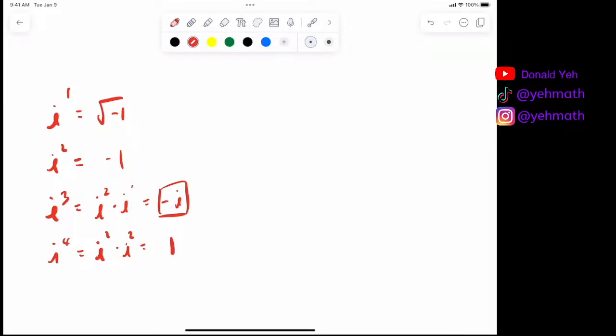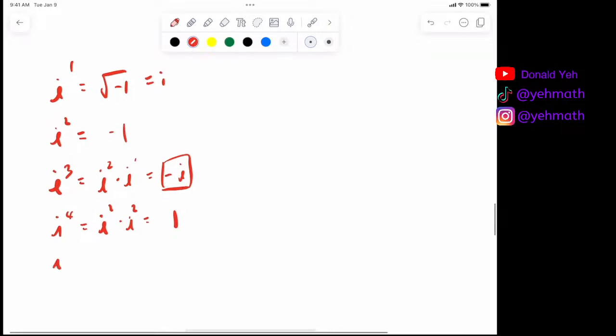So I guess I should write this the other way, or also equal to i. Yeah, that would be better. So it'd be i, -1, -i, 1. How about i to the fifth power? Why? It just repeats. Good. So you understand the repeat.